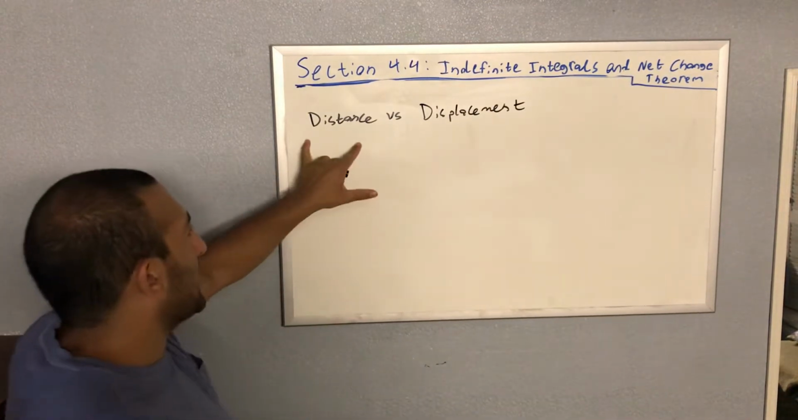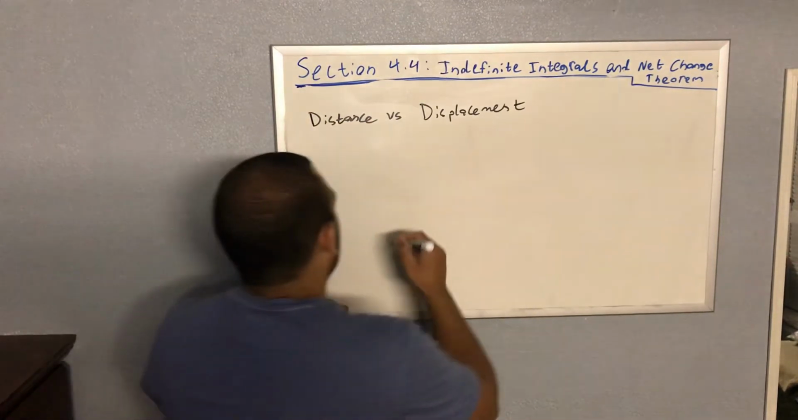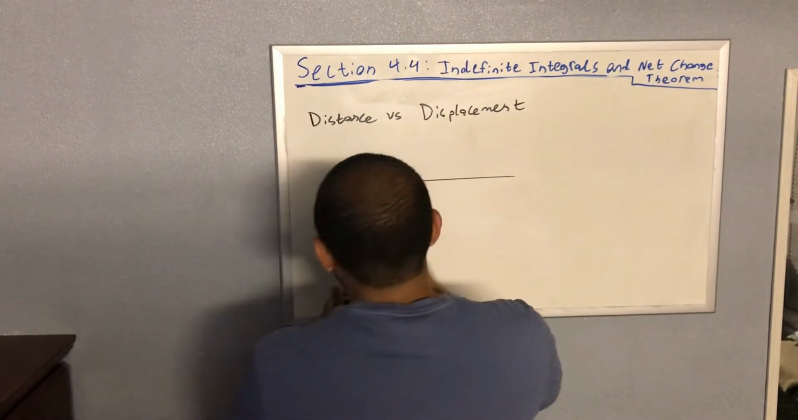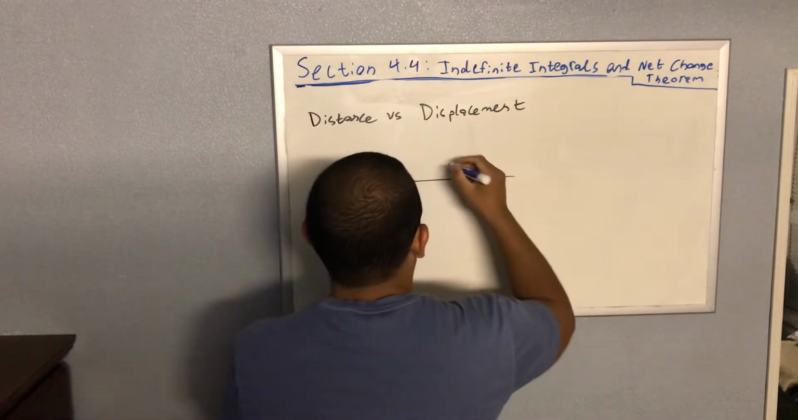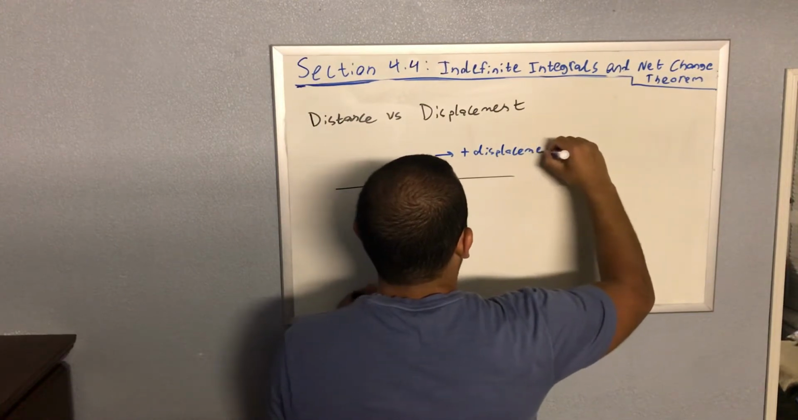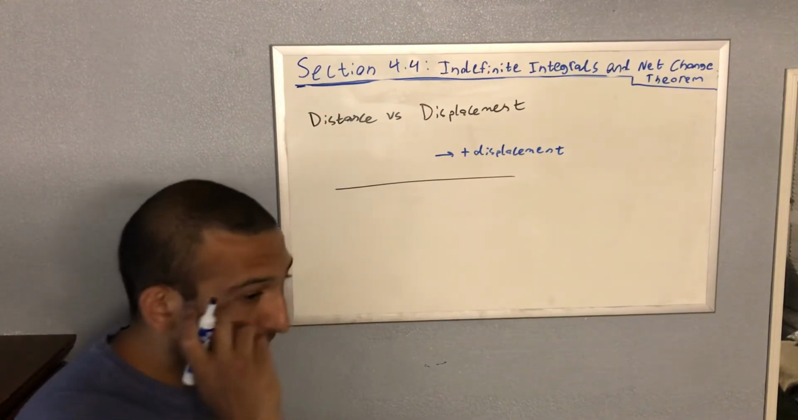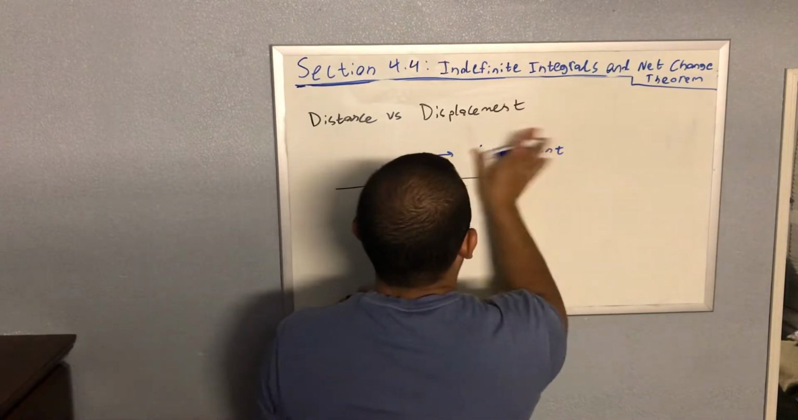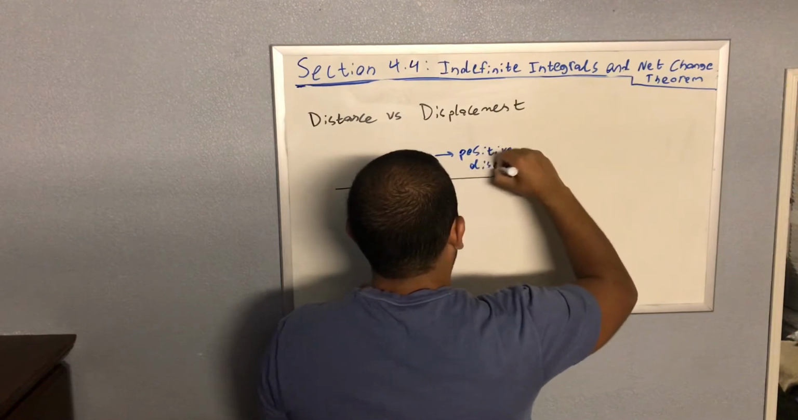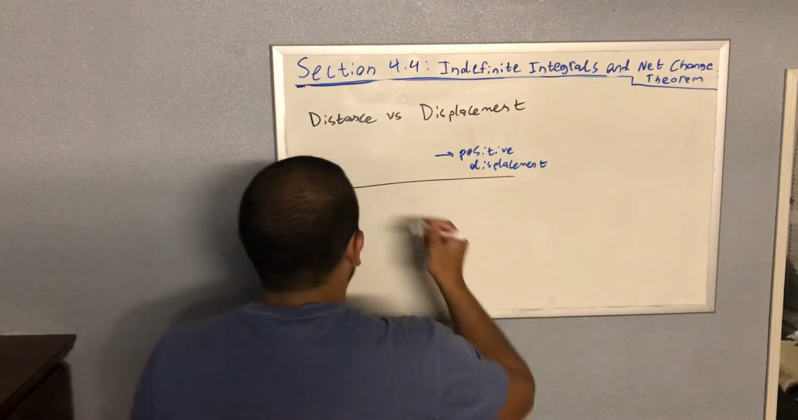Distance takes every movement as a positive number. So normally, if you are moving, let's say just in one dimension, moving to the right is a positive displacement. This is by convention. We could have made this negative if we wanted to, but by convention we're used to this. So right is positive, and moving to the left is negative displacement.